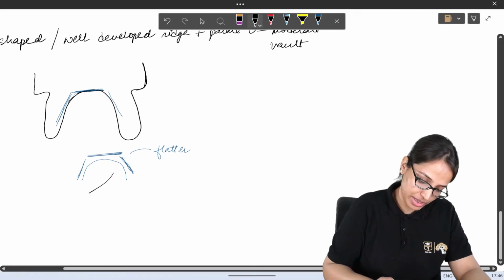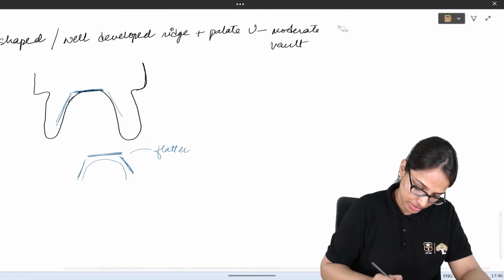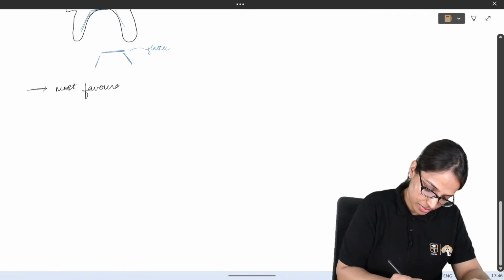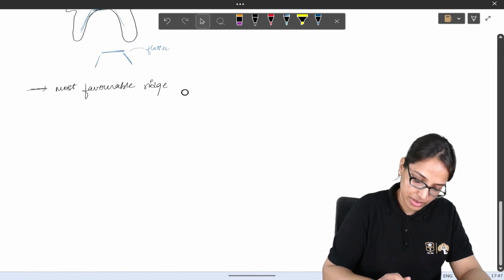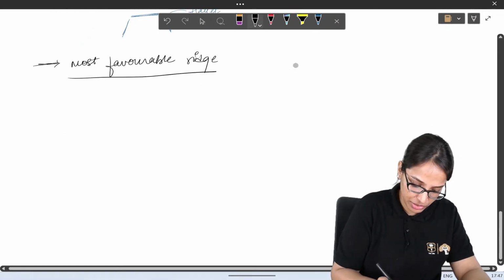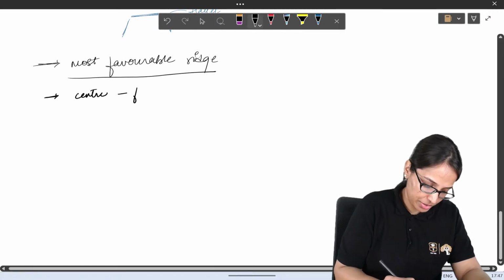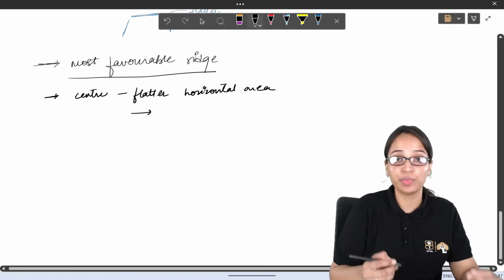So this is considered to be the most favorable kind of the ridge that has the U-shape anatomy. The reason is what? The center part of it offers a flatter horizontal area, which will give you which particular property?